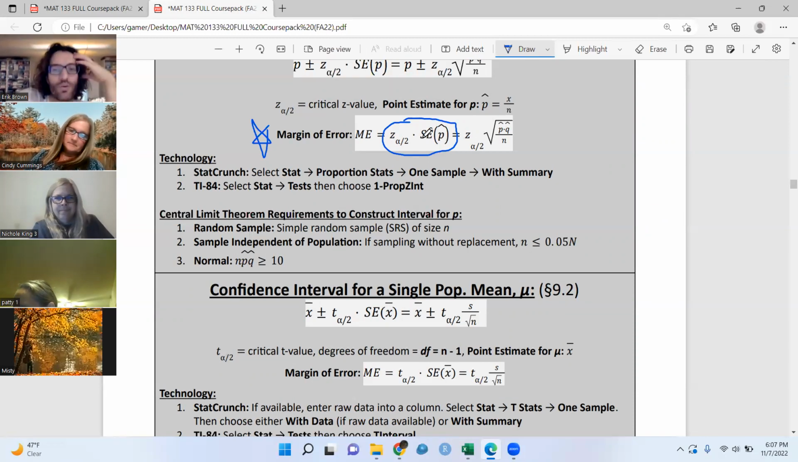What is z alpha divided by 2 called? How about the other one then? What's the SE p-hat? Standard error. Love it. Sample proportion. Nailed it. Standard error of the sample proportion.